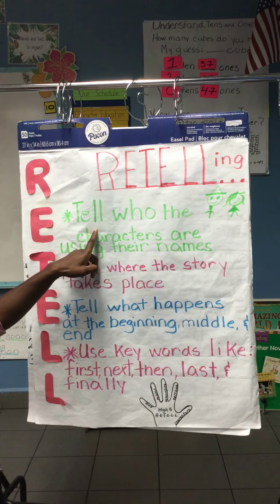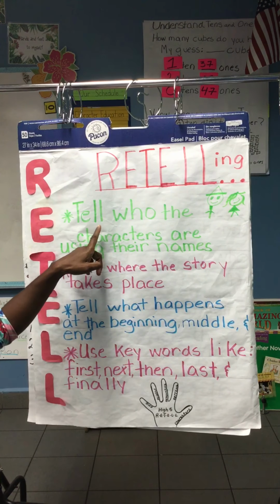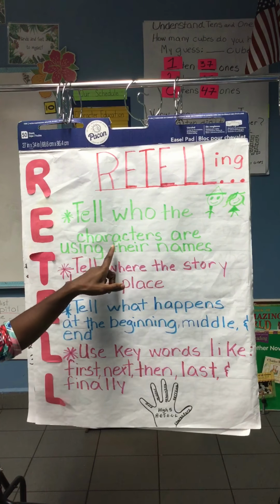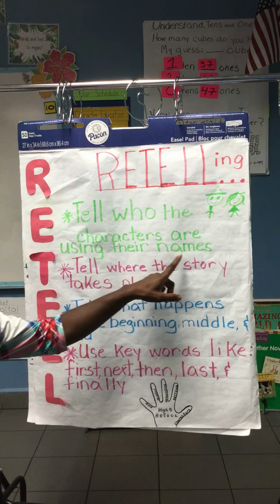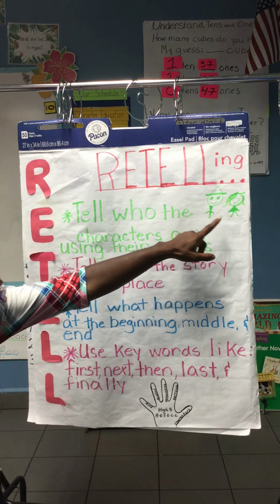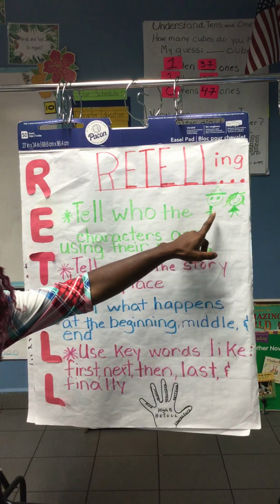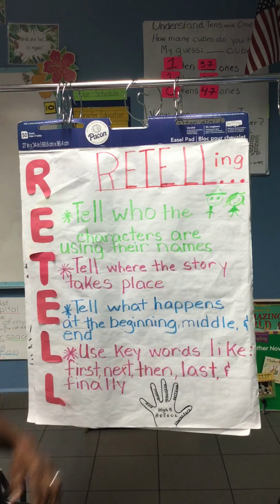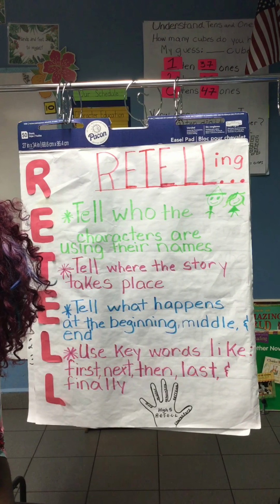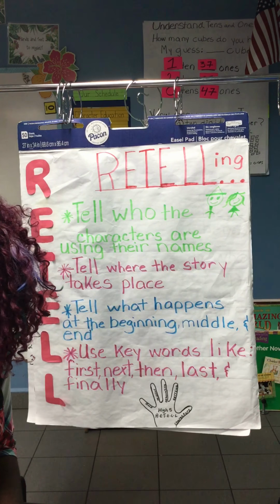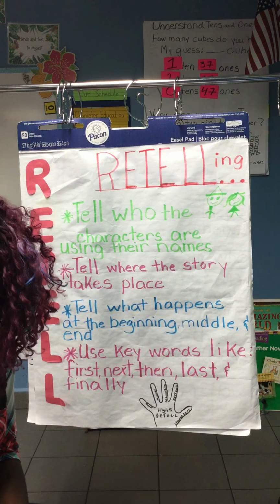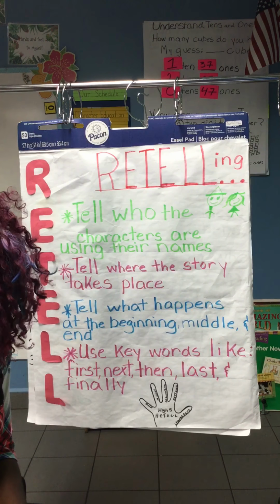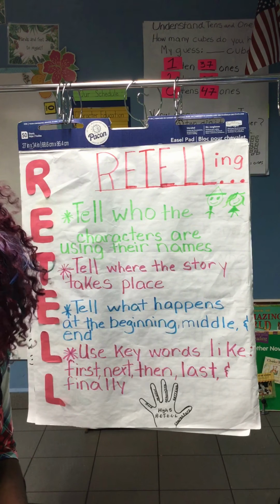So it means when you read a story, tell who the characters are about. Who the characters are, using their names. Tom, Sue, Santos, Anna. Okay, use their names to tell if it was a dog, Sam. So you use the names to tell who the people are in the story, or people meaning characters.